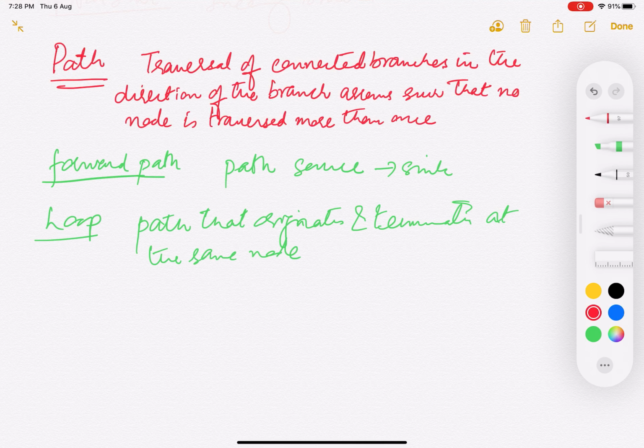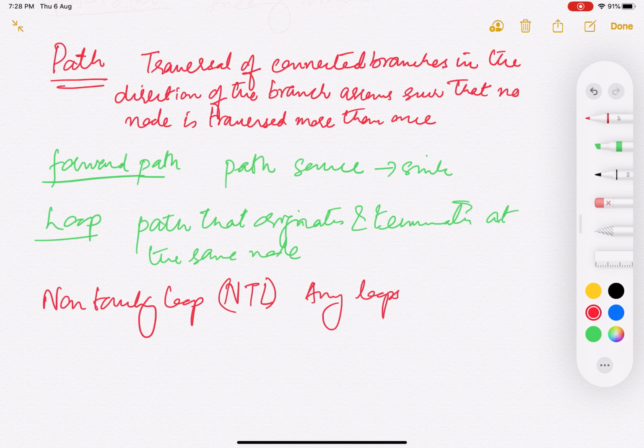Then you have another thing which is called the non-touching loop, NTL for short. Any loops that don't have any node in common, that don't touch, are said to be non-touching loops. It's very simple.